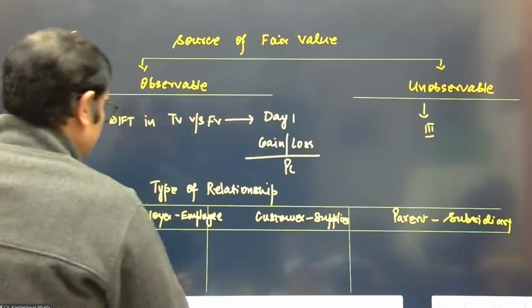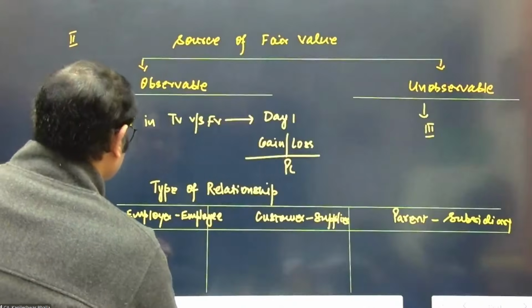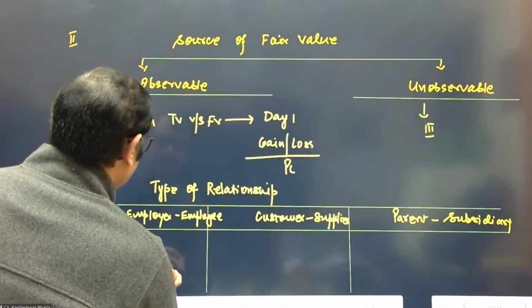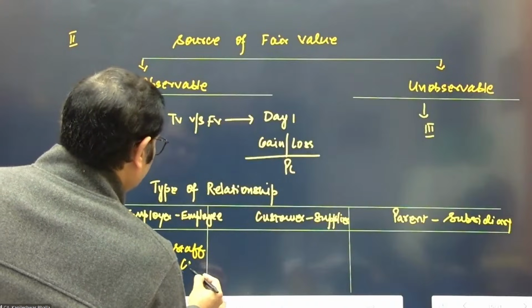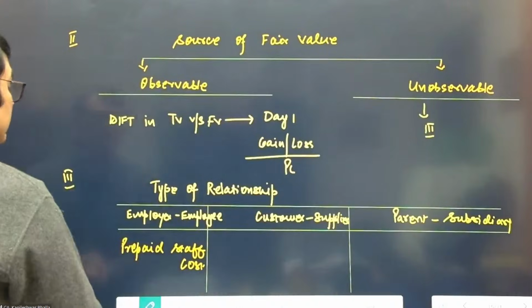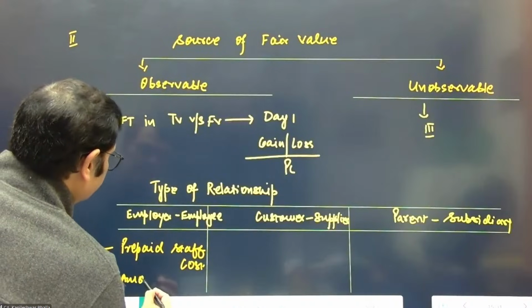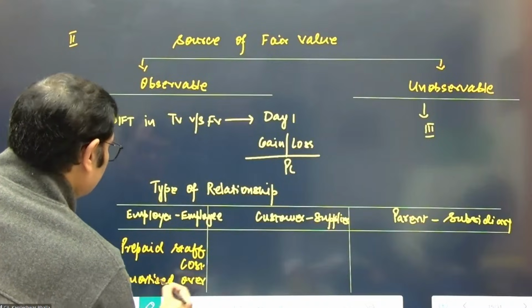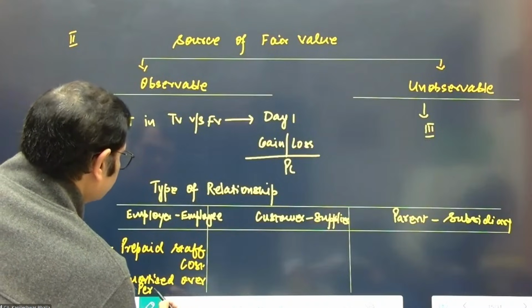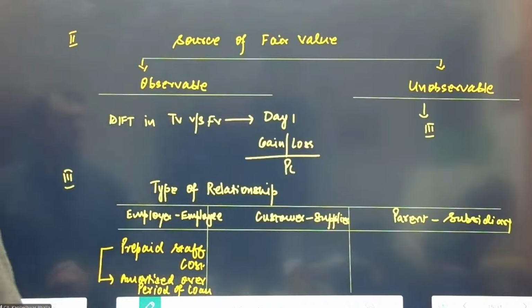In this particular case, if it is employer-employee, the difference is going to be treated as a prepaid staff cost. This prepaid staff cost is going to be amortized over the period of the loan.